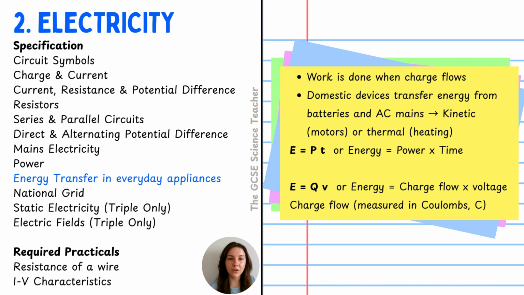Next is energy transfer in everyday appliances. Work is done when charge flows. Domestic devices transfer energy from batteries and AC mains to kinetic energy in terms of motors or objects that move, or thermal energy if there are objects that get hot. Equations you need to know: energy equals power times time, or E equals P times T, and energy equals charge flow times voltage, or E equals Q times V. Remember, charge flow is measured in coulombs.